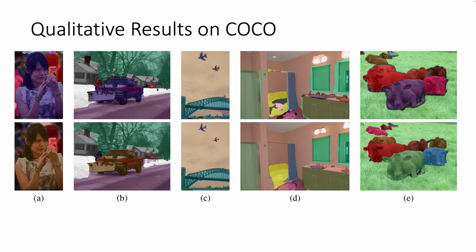So here are some qualitative results on the COCO dataset. The first row is the output from our base panoptic segmentation results. The second row is our refined results from our PRN. We can see that in the first row, the masks are not very good, like for the plane or the windows. They don't have a good mask. But on the second row, after the refinement, we can get a much more precise mask for each object and also for each stuff.